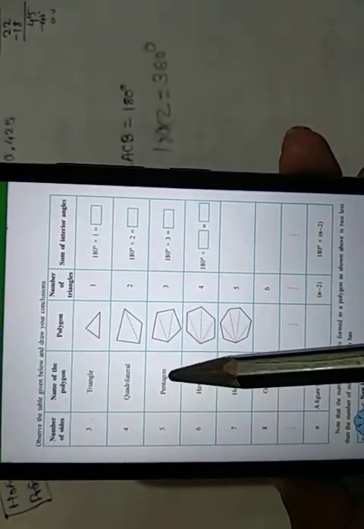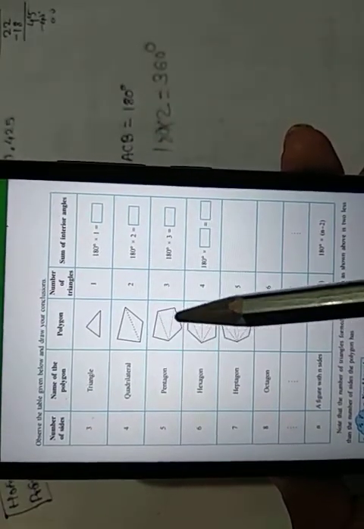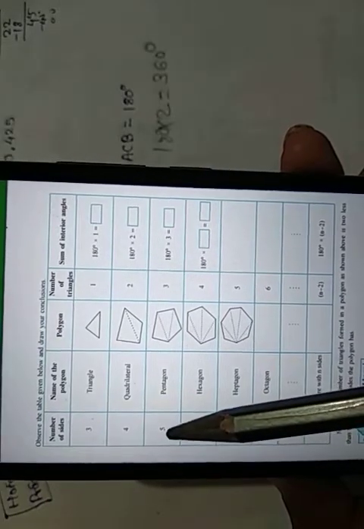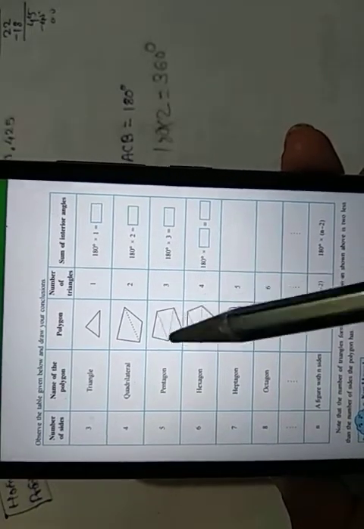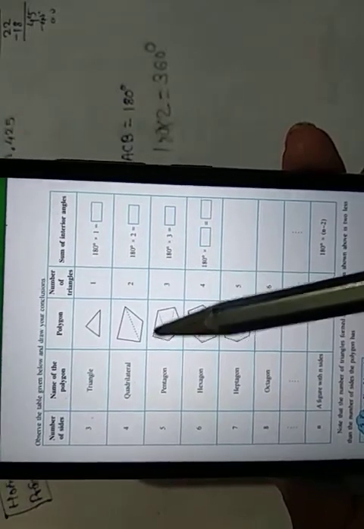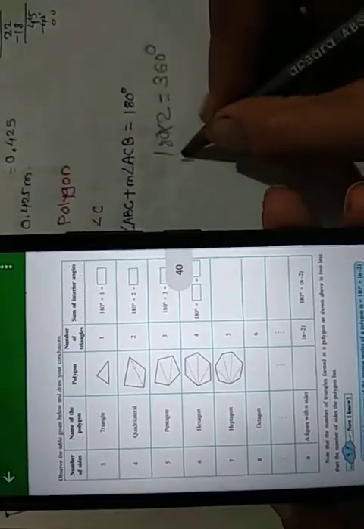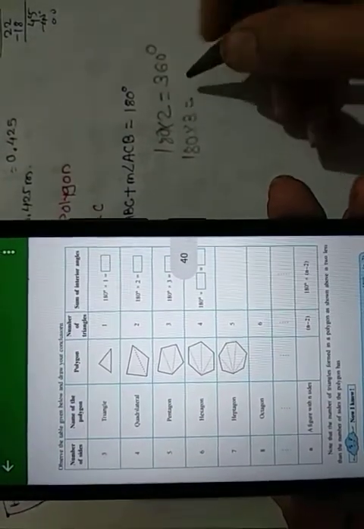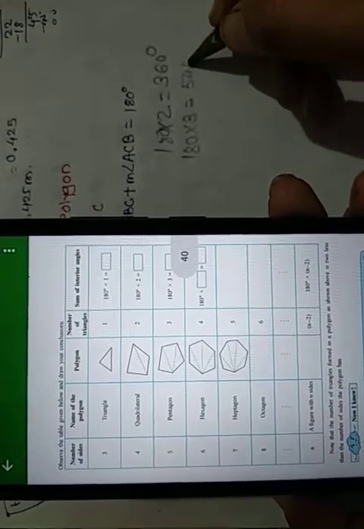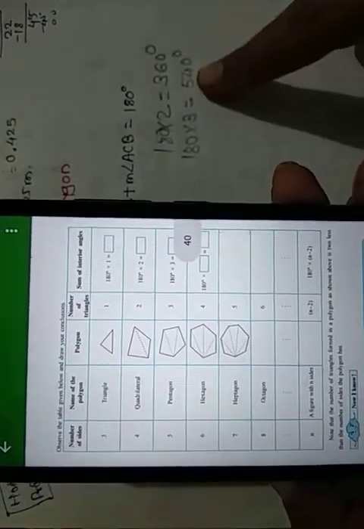Now the pentagon. A pentagon has 5 interior angles and 5 sides. If you draw these diagonals, they make 3 triangles. The sum of the angles of a triangle is 180 degrees, and here 3 triangles are made. So 180 multiplied by 3 is 540. The sum of the angles of a pentagon is 540 degrees.